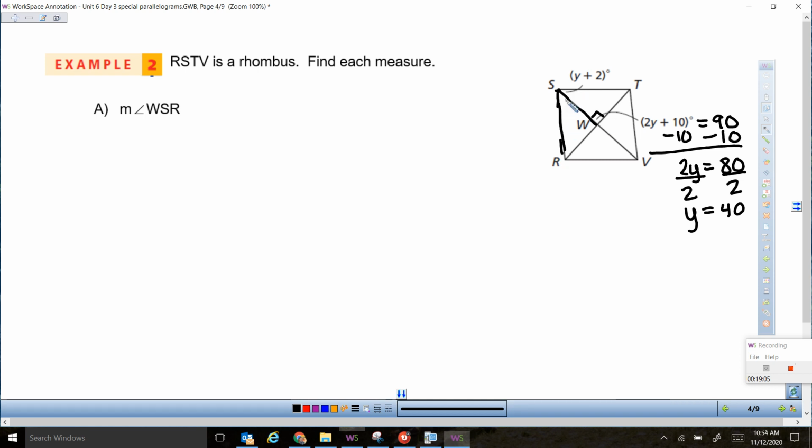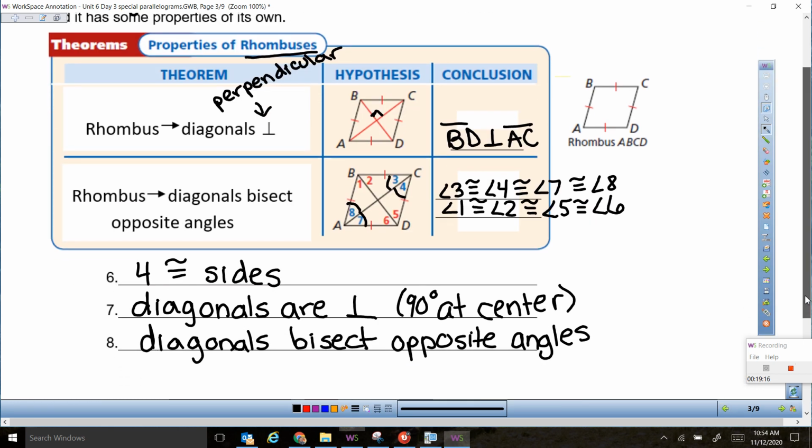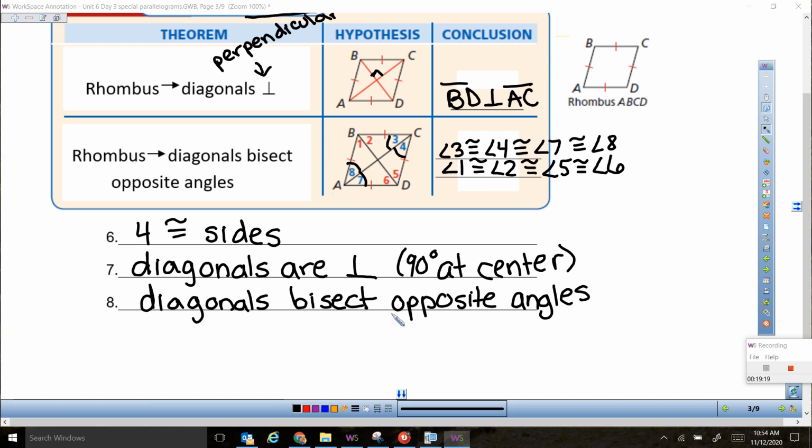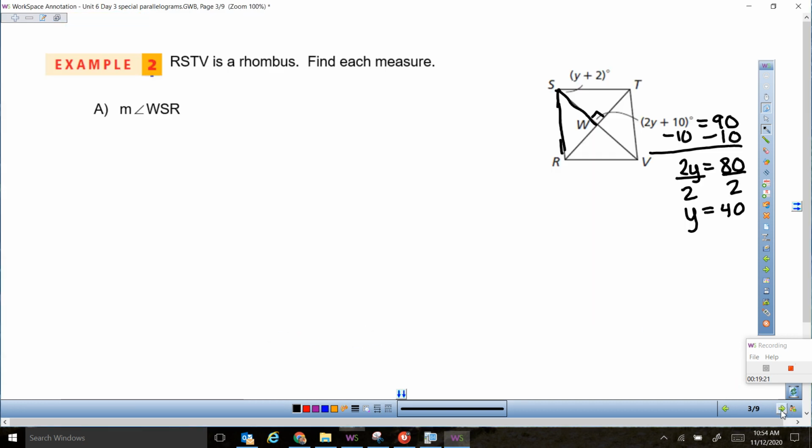And these 2 angles, what do we know about these angles and the diagonal? Let me go back to the properties. Yeah, it says that the diagonals bisect the opposite angle. So if this angle is y plus 2, then WSR was bisected, so it's also y plus 2. So these 2 angles, even though this is marked as the top angle, WST, these 2 were bisected, so these 2 are equal. So I'm going to use the y plus 2 to solve.